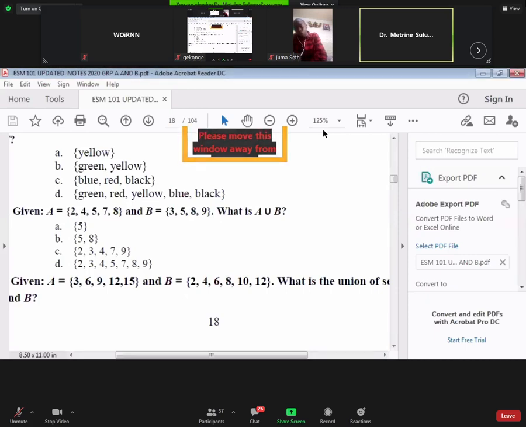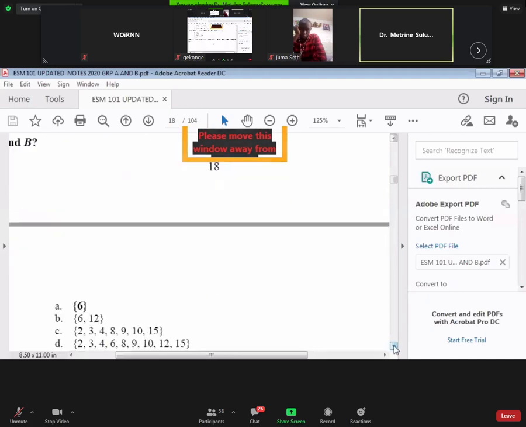Example 3. Suppose that A has the following elements: 3, 6, 9, 12, and 15. And B has the following elements: 2, 4, 6, 8, 10, and 12. What is the intersection of the two sets? Intersection. What is common in the two? 6 is appearing in both. So the intersection is actually 6 alone. You know the union. So you can go ahead and write the union.